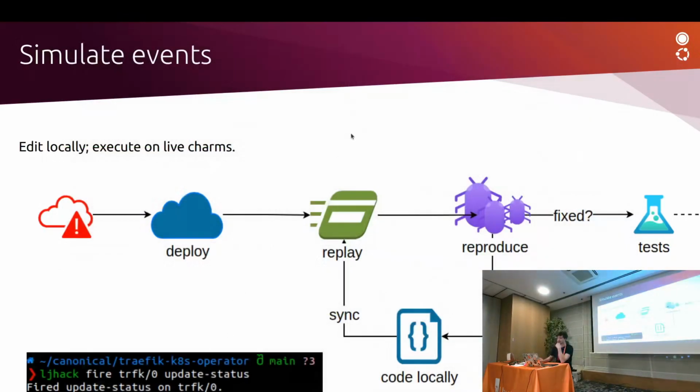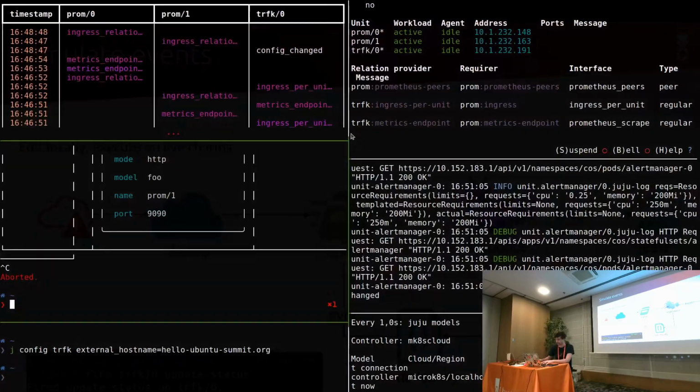But I think this, in combination with jhack sync, another command, enables a new workflow, a much faster workflow for developing and debugging charms. Sync is a command that essentially watches a local charm tree package structure for changes and pushes whatever changes it can see to a live unit.